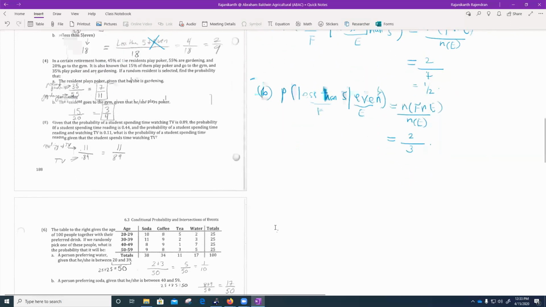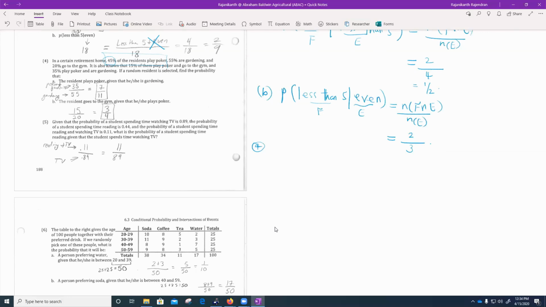Okay. Now let's move to word problems. So if you look at number 4, in a certain retirement home, 45% of the residents play poker. You see now, this is the number which is given in percentage. So this is the probability now, right? What is the probability of the residents who play poker? It is 45%, so that is simply the probability of those who play the poker game. So whenever you see a percentage in the problem, it is nothing but a probability.